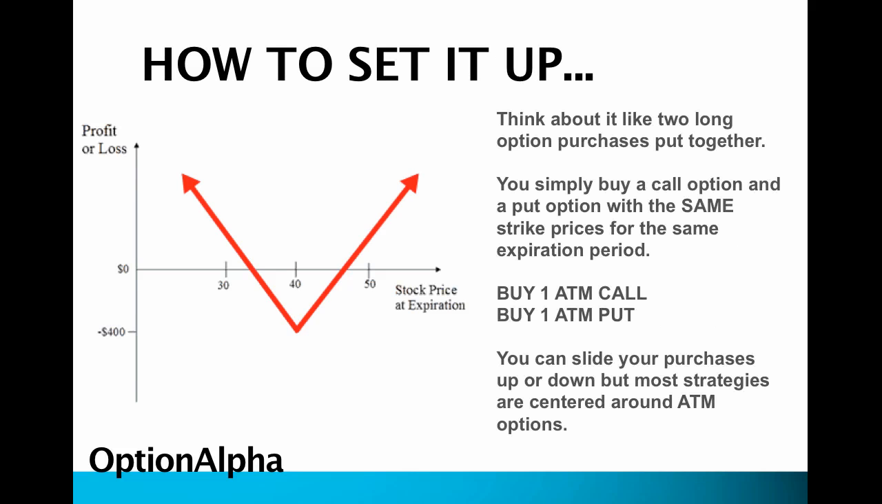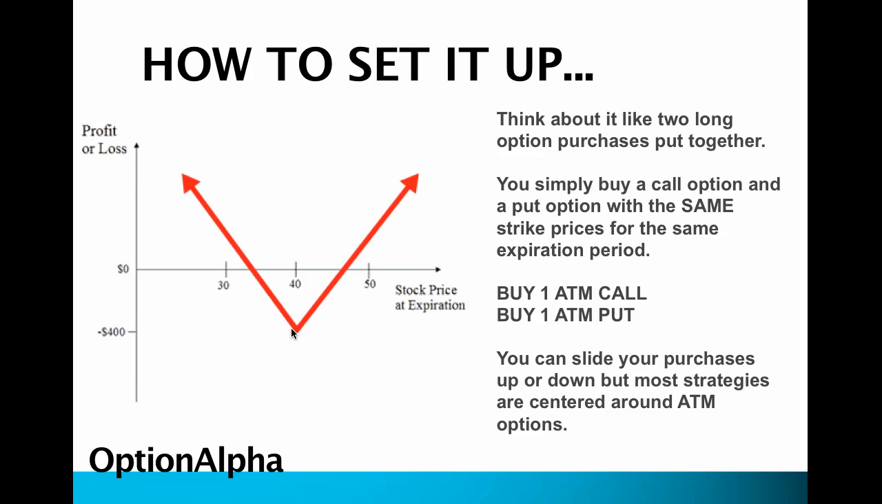Now, how to set this up, again, is very easy. Think about it like purchasing two long options and just throwing those two options together. So all you're going to do is simply buy a call option and a put option with the same strike price for the same expiration period. So in our example, we're going to buy one at the money call at the 40 strike, and we're going to buy one at the money put at the 40 strike as well. So again, that same strike price, and that's where the option payoff diagram really pivots here, right at 40. So we're going to buy an option here and buy an option there.